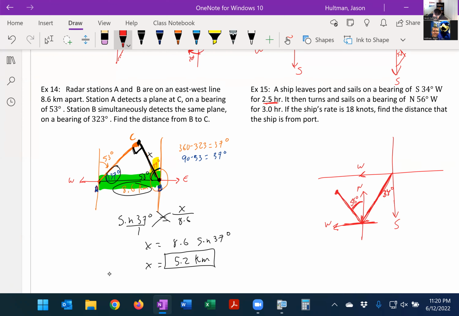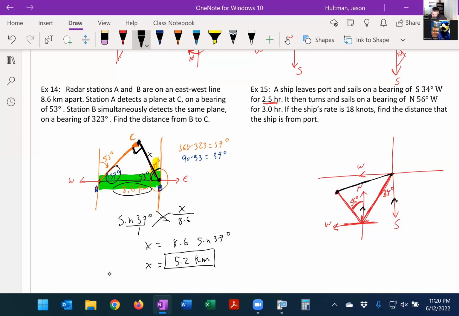Now, one thing to notice is that wherever this guy ends up after 3 hours, it's going to make a triangle. So I'm going to close the triangle here, like so, because that's going to give us the distance from where we started, from our origin, to our final position. And one thing to notice is that we have parallel lines here.